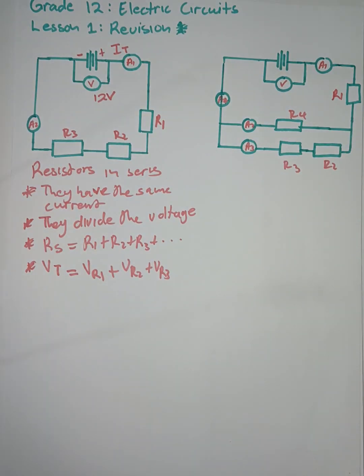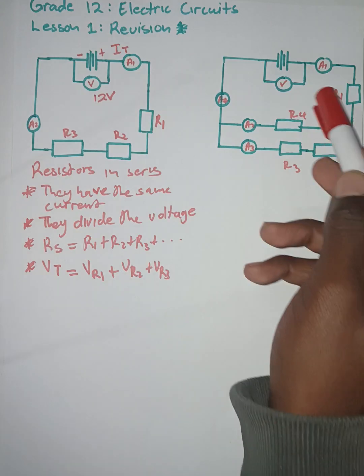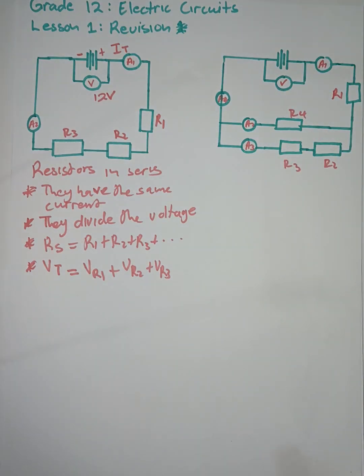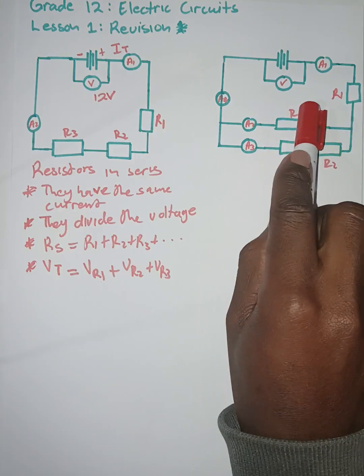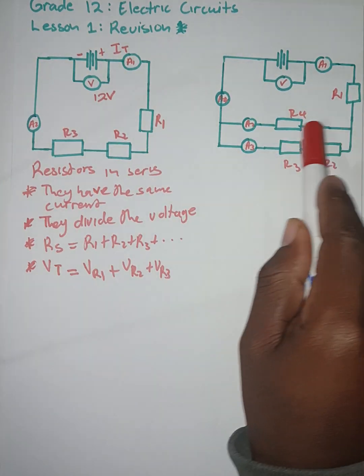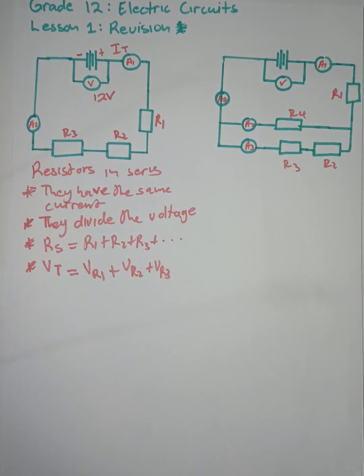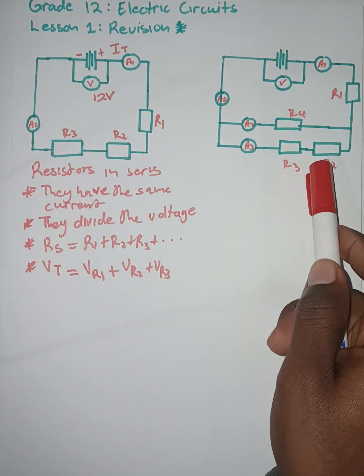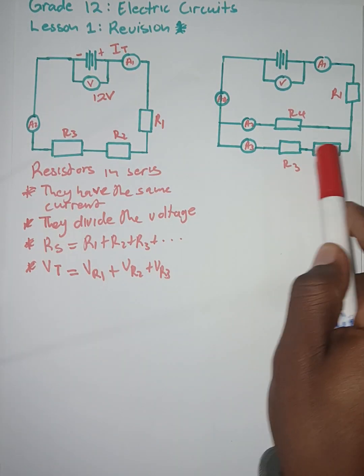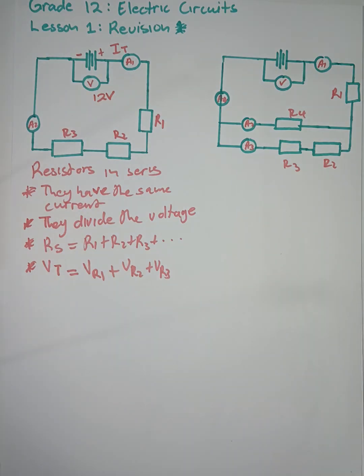But what you need to note is that R4 in this case is not parallel to R3 alone, but that R4, that resistor there, is parallel to both of these resistors combined in one. Remember, we can treat that as one by taking R1 plus R2 plus R3, treating them as one.